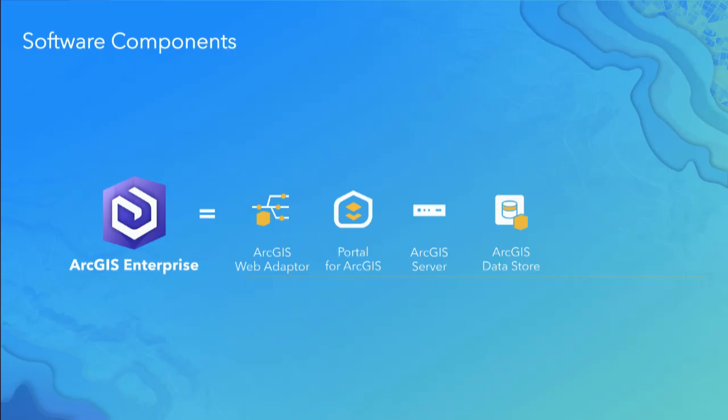ArcGIS Enterprise as a product consists of 4 software components. Portal for ArcGIS, ArcGIS Server, ArcGIS Data Store, and last but not least, ArcGIS Web Adapter. One thing you should notice here is that although we introduced the ArcGIS Enterprise brand at 10.5 here 14, 15 months ago at this point in time, all of these software components existed before that as well. A big part of the ArcGIS Enterprise brand introduction at 10.5 was really to signify that the intended deployment of the product is that full stack.